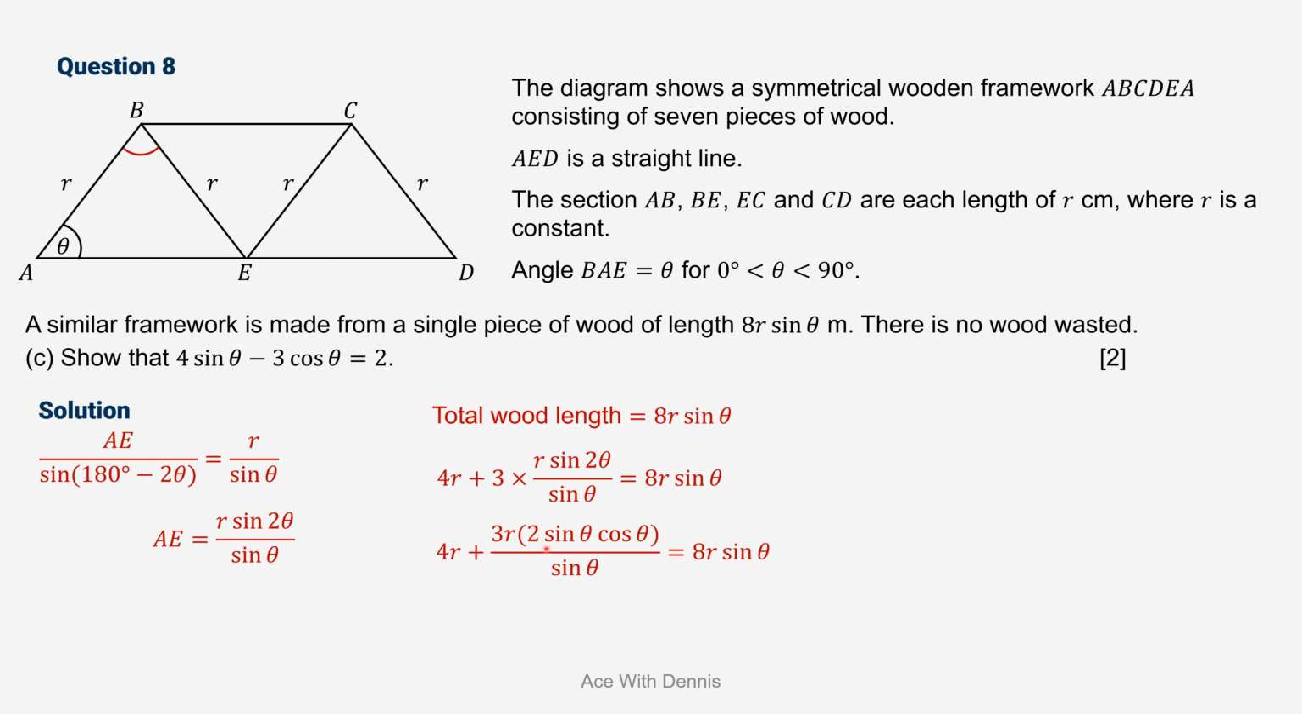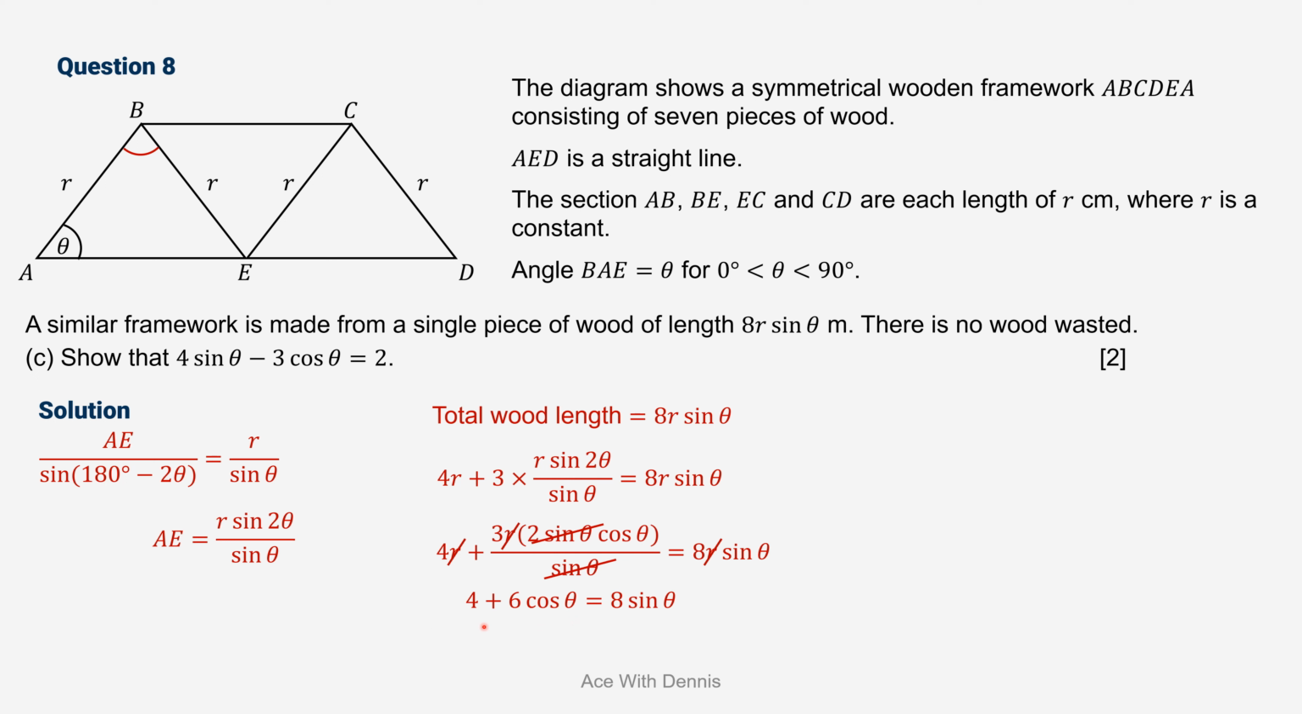Sine 2 theta is 2 sine theta cosine theta, and we'll get this equation: r plus 3r times 2 sine theta cosine theta over sine theta equals 8r sine theta. The next step we can do is cancel out the sine theta and also the r on both sides. We divide by r on both sides and simplify the equation.